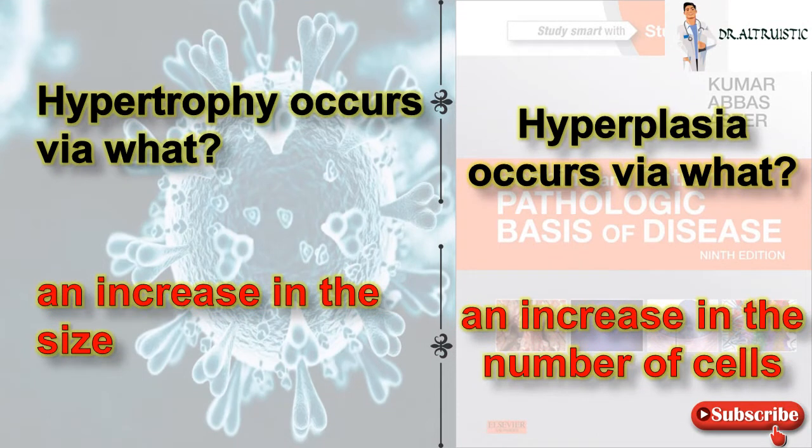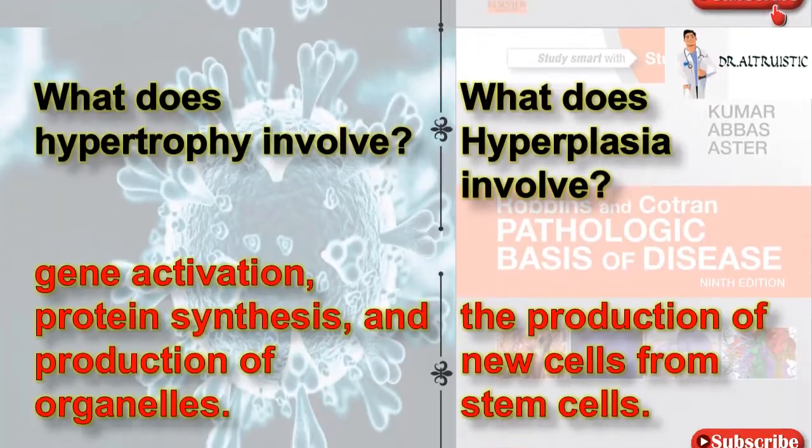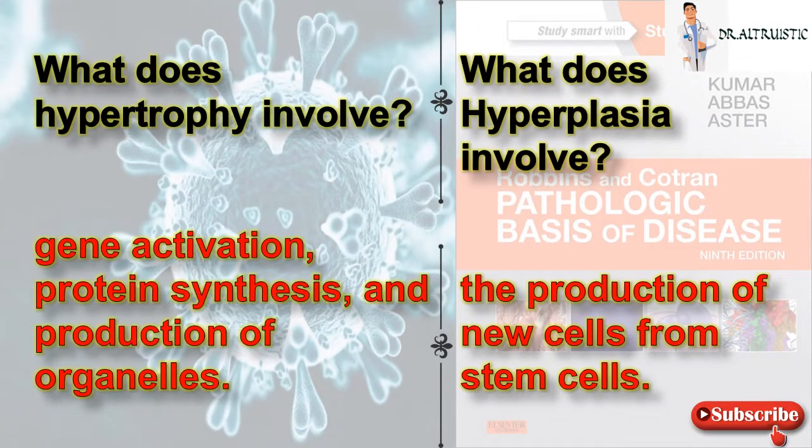Hypertrophy occurs via what? An increase in the size. Hyperplasia occurs via what? An increase in the number of cells. What does hypertrophy involve? Gene activation, protein synthesis, and production of organelles. What does hyperplasia involve? The production of new cells from stem cells.